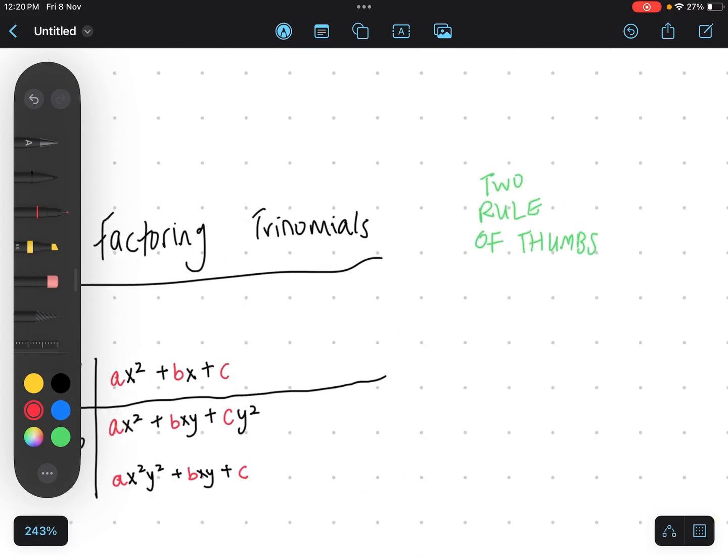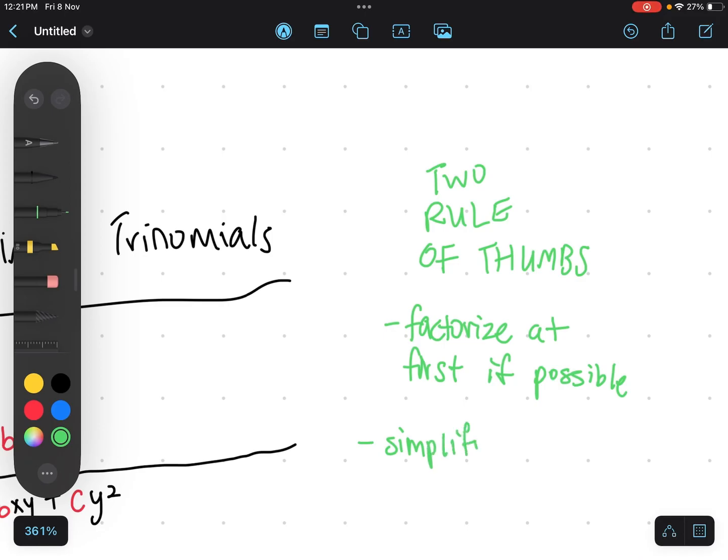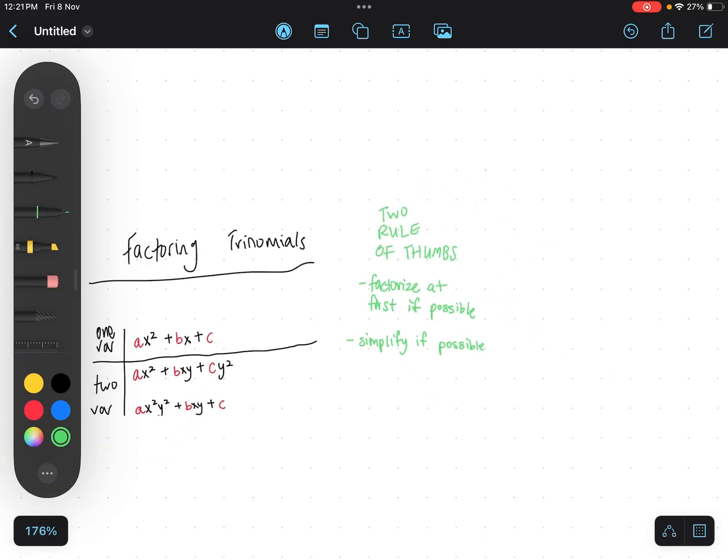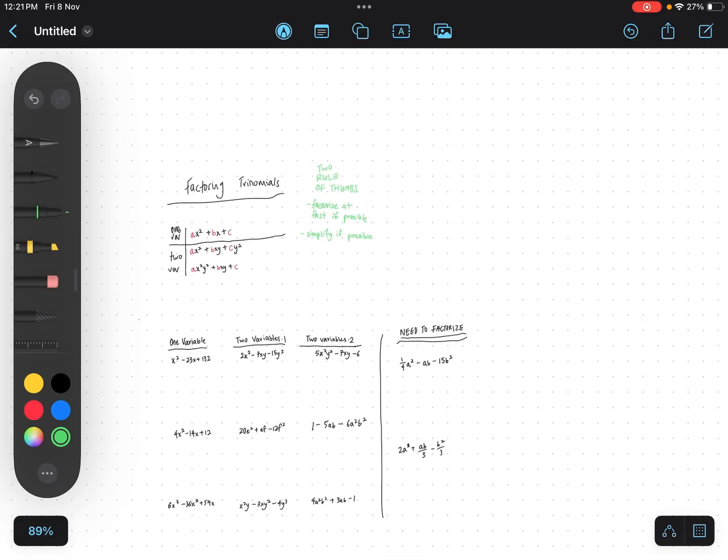And also two rules of thumb. We'll factorize at first, if possible, and simplify, if possible. So these are very important. And so now we're going to go through some questions, and I'm going to show you how to do each of them. We'll start from one variable.